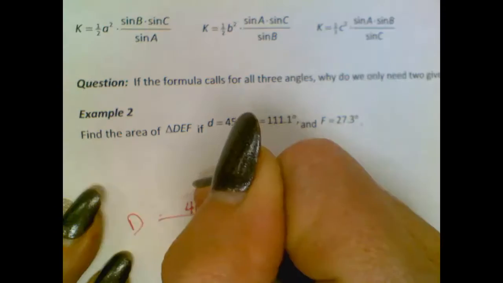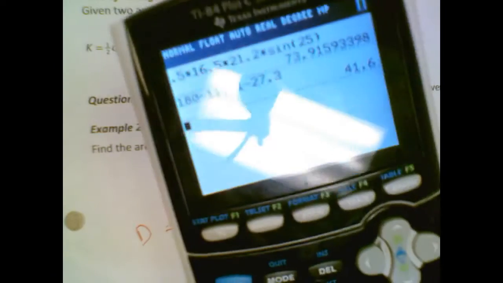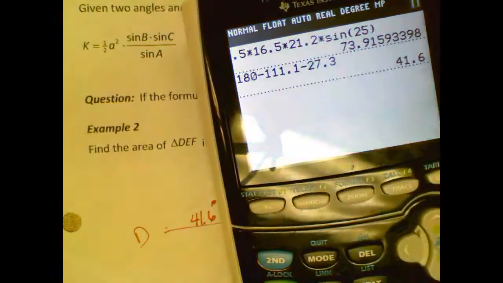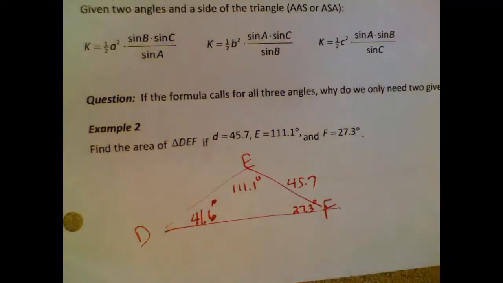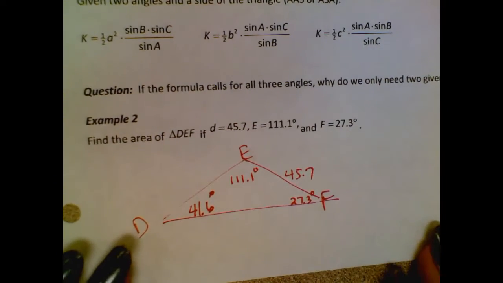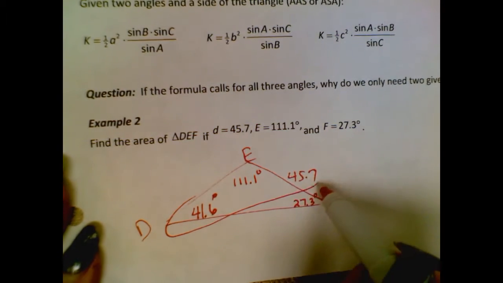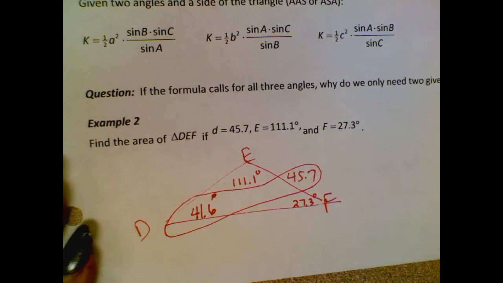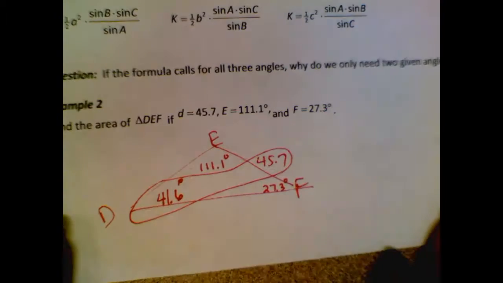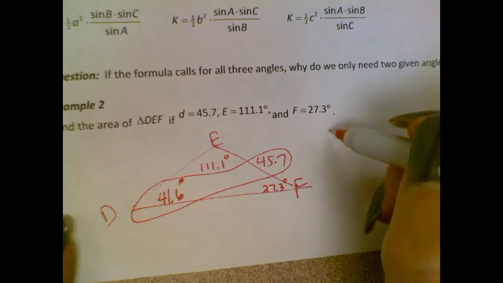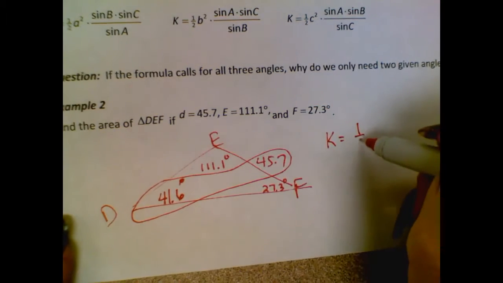All right, do it again. 180 minus 111.1 minus 27.3. All right, so now we know all 3 angles, okay? So I want you guys to do this right here. This one right here, this side and this angle are the only 2 that you really have to be careful of on this formula. This formula calls for starting with 1/2.